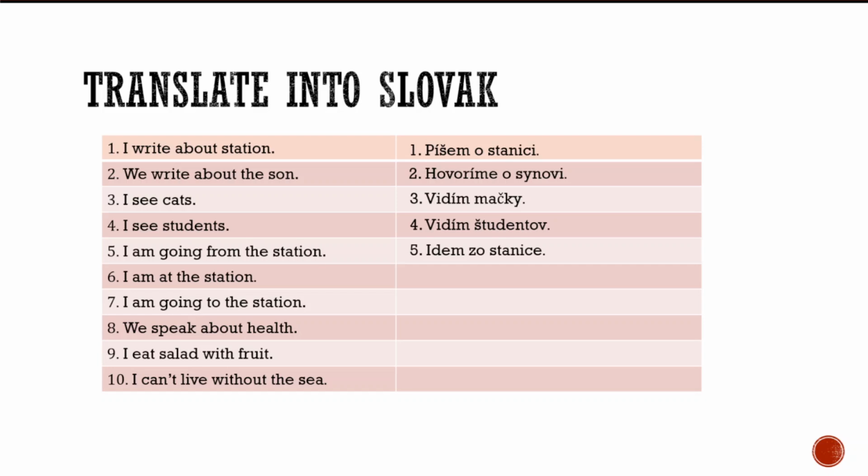I am at the station. Where? Kde? Local. Som na stanici. I am going to the station. In the direction of the station. It is dative. Idem k stanici. We speak about health. Hovorím o zdraví. Zdravie. The ending ie will change into long í. I eat salad with fruit. Jem šalát s ovocím. S ovocím. Ovocie, ie will change into ím.